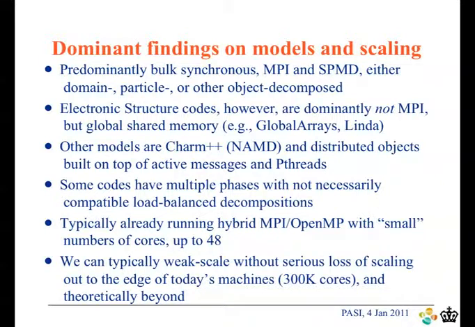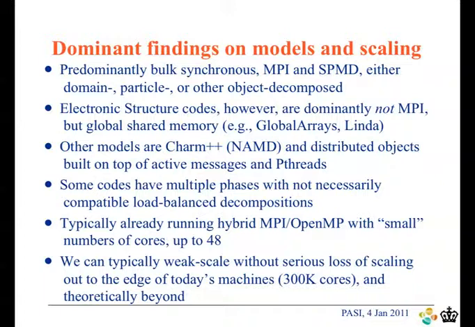The almost universal model in terms of programming models for these apps is the bulk synchronous message passing, single program, multiple data, decomposed either by domain or by particle list or some other object. There's one notable exception. The electronic structure codes, perhaps for some accident of powerful personalities, are dominantly not MPI based. They use global arrays, some kind of a global shared memory space. There are other models like Charm++ and distributed objects built on top of active messages and p-threads. So the scientific community has been modestly aggressive in exploring computer science ideas.